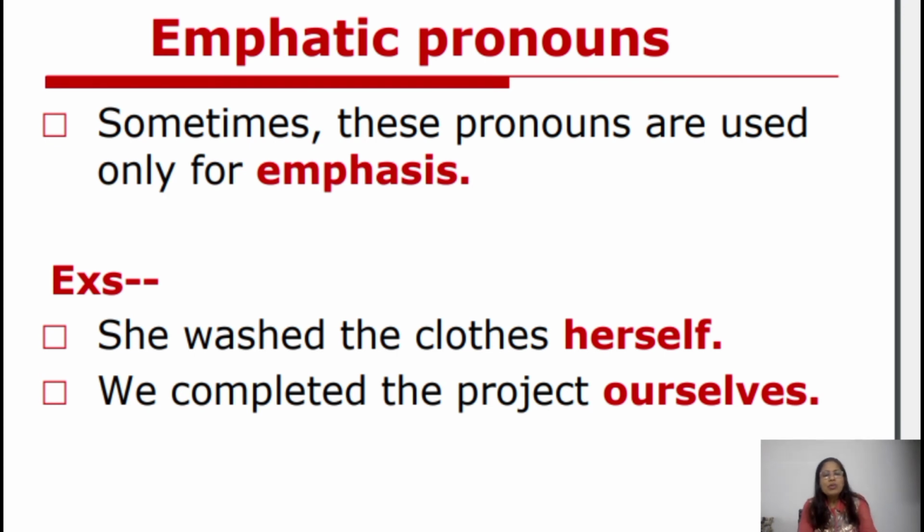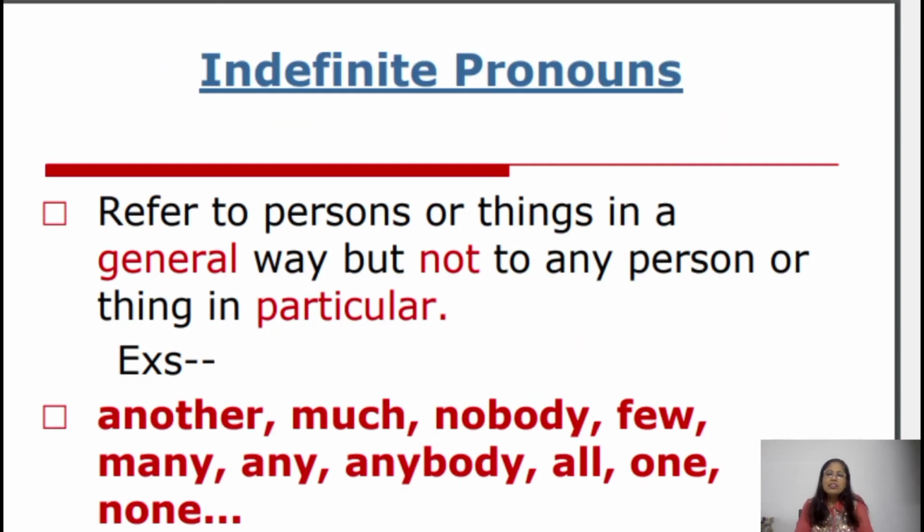Example, she washed the clothes herself. We completed the project ourselves. Indefinite pronouns. They refer to persons or things in a general way, but not to any person or thing in particular. For example, another, much, nobody, few, many, any, anybody, all, one, none.